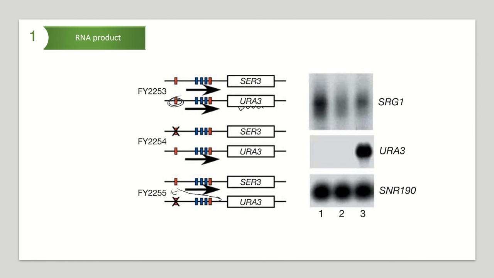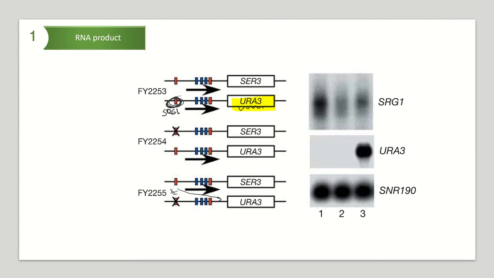So to test the RNA product model, the researchers made diploids in which one copy of CR3 was replaced with URA3, such that expression from one specific SRG1 promoter could be assayed. So in one diploid, URA3 was next to a functional SRG1, and in the other diploid, it is adjacent to a mutant SRG1.